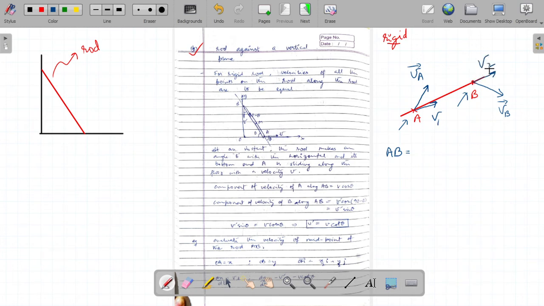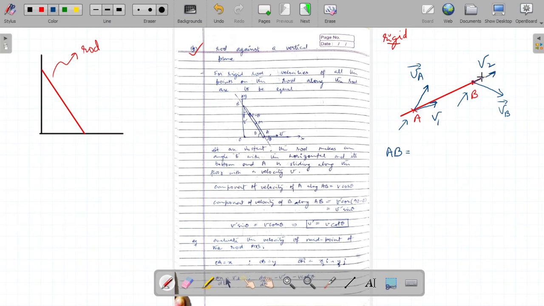some v2. Then by the idea that this rod is a rigid one, the distance between the points A and B cannot change. Since the distance between points A and B cannot change, at this instant of time, whatever velocities we have drawn of points A and B, their components must remain the same along the rod. That is, v1 should be equal to v2.